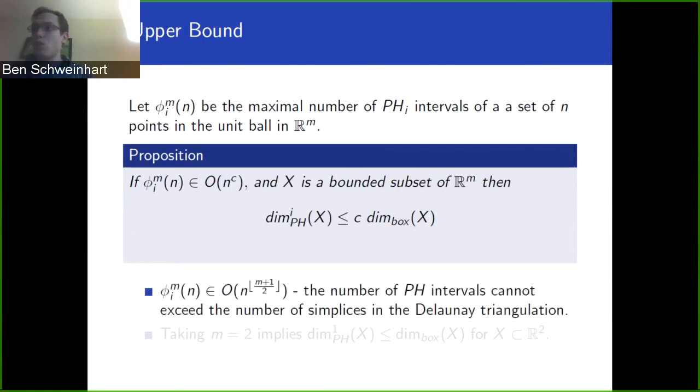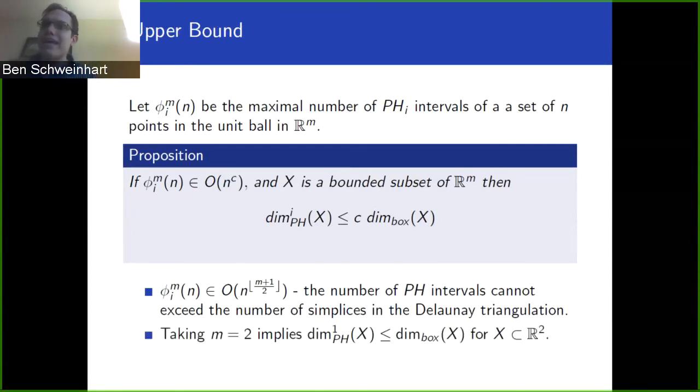And as I mentioned before, if we have a finite point set, the persistent homology of that point set is the same as the persistent homology of the alpha complex. And the alpha complex is a filtration on the Delaunay triangulation. So we can use bounds on the number of simplices of the Delaunay triangulation to get a bound on psi I, the number of bars. Here you can go down for a specific I and get specific bounds, but here you get order n to the floor of (m+1)/2. That's the maximum number of simplices in the Delaunay triangulation.